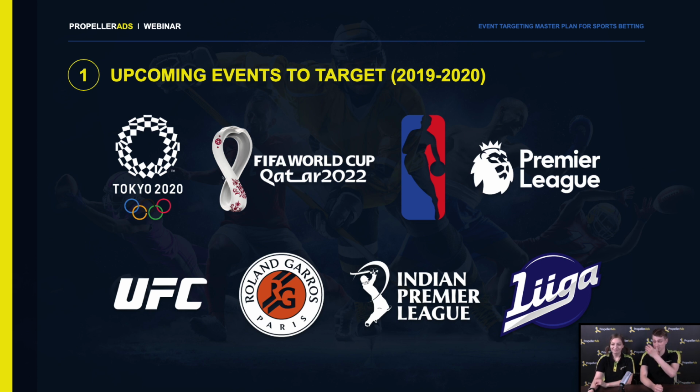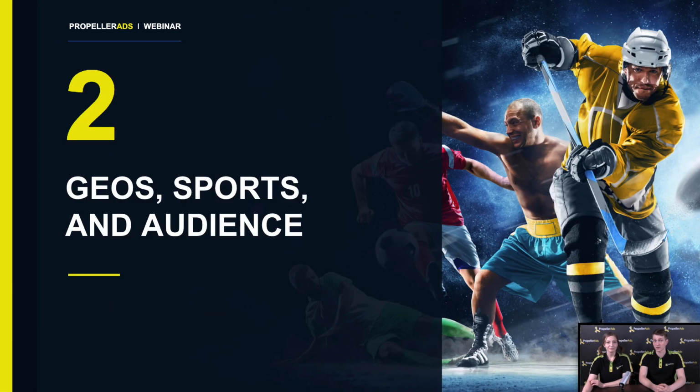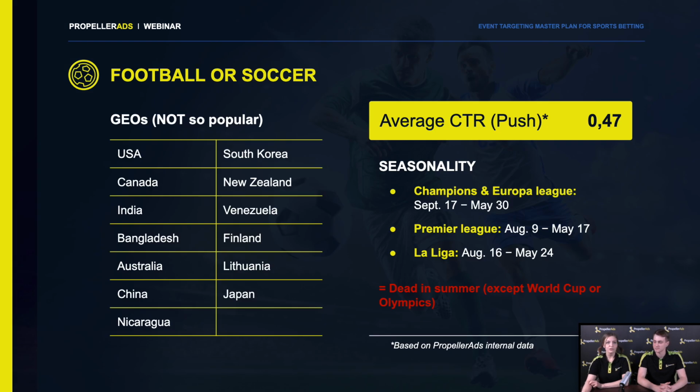Okay. Now let's move to the popular sports and appropriate geos for them. All the stats that you will see are from the data that we have collected from our platform from September of the last year, 2018, to September of this year, 2019. So let's move on. The first sport is the greatest of all sports. King of kings and lord of lords of all sports.